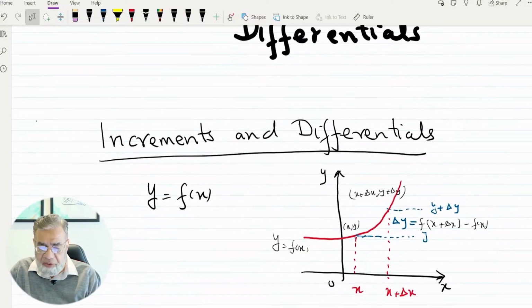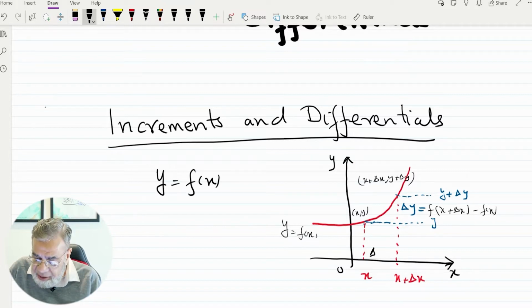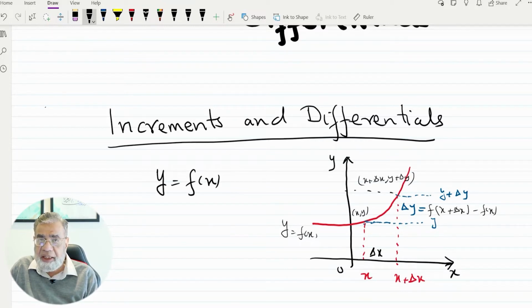We are given a function y equal to f of x, and we can have the curve here, y equal to f of x. Then we have the point x, and here y. This point is (x, y). It is moving along the curve, and the point becomes x plus delta x, y plus delta y. So here x is extended by delta x. We get the new point x plus delta x, and similarly here this point y plus delta y, and the distance between those two is delta y.